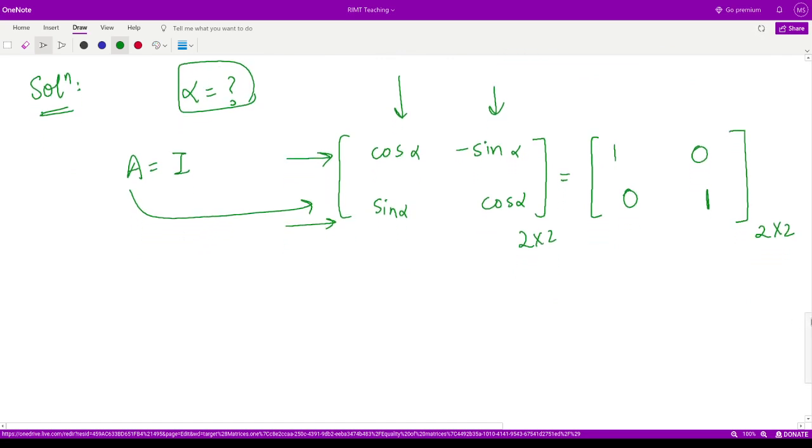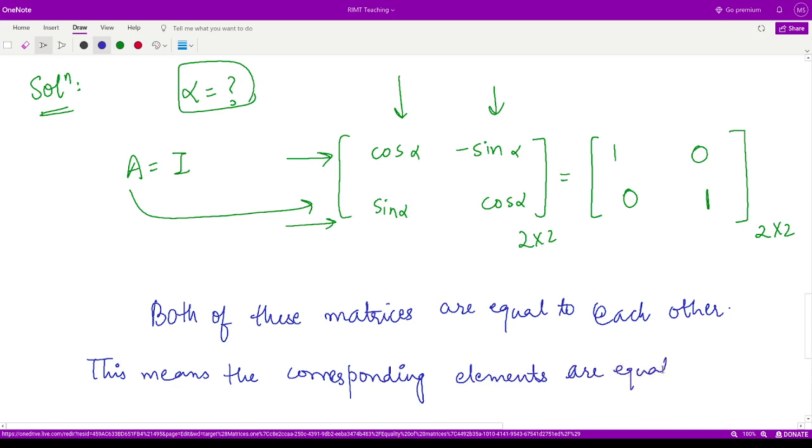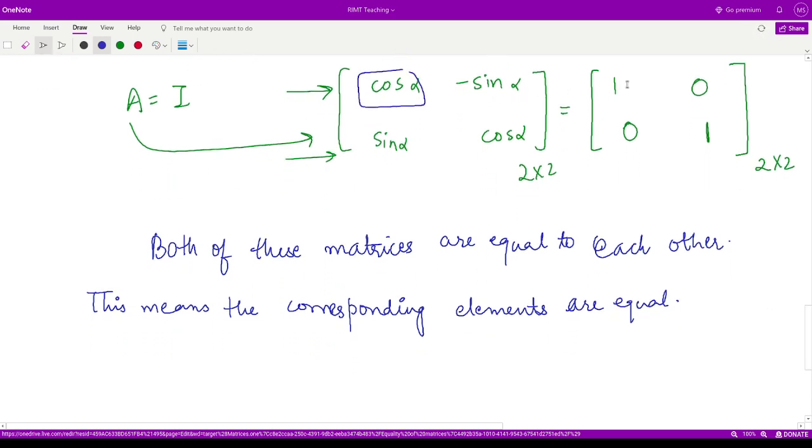Now what are we saying? We are saying both of these matrices are equal to each other. This means the corresponding elements are equal. So in that case, I can say cos of alpha, the first entry here, is equal to 1.